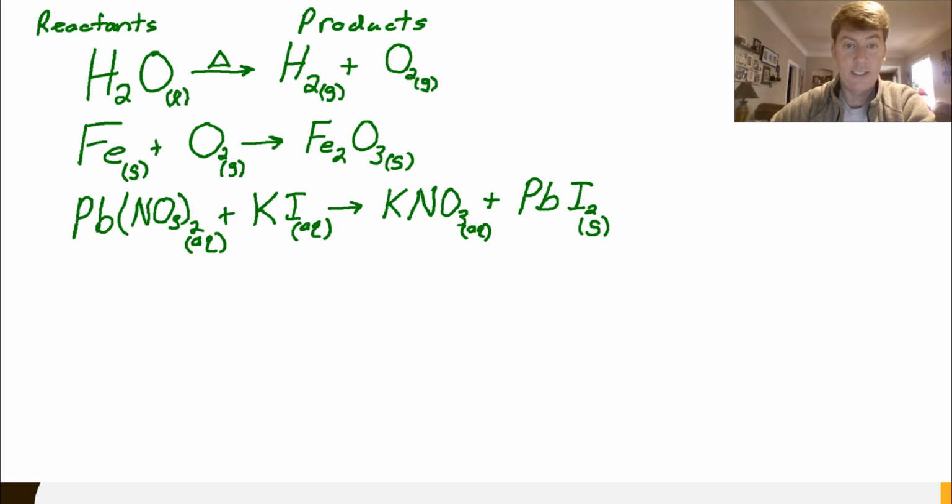Again, I'm not balancing this. We can see that there are 2 iodides in the end and only 1 in the beginning, so we'll talk about the balancing of it. But these are the correct formulas. We've done the charges and made the formulas correctly.